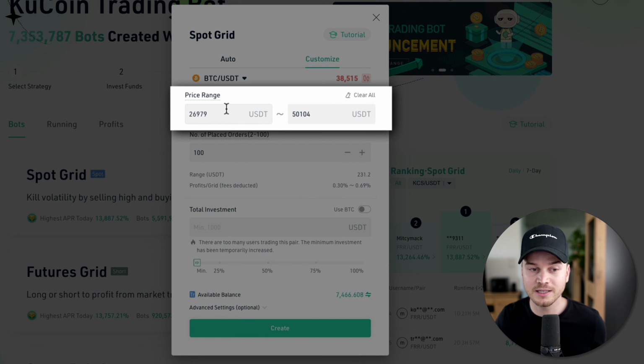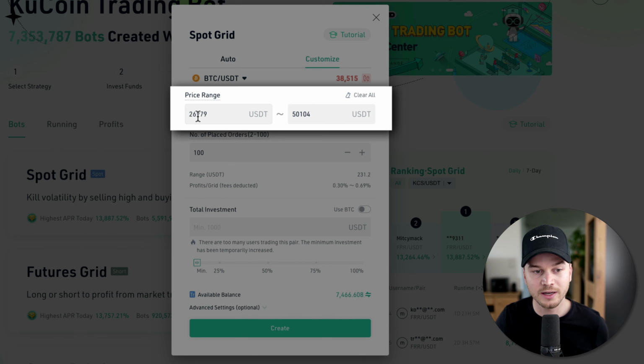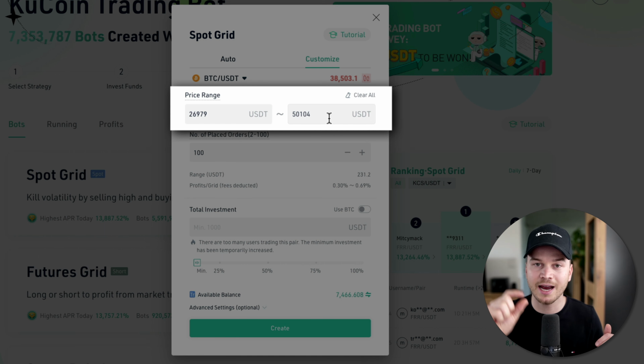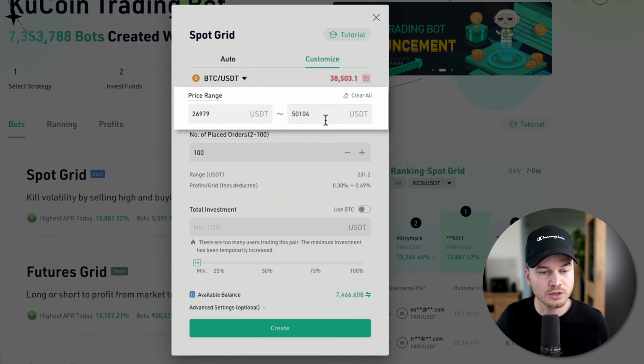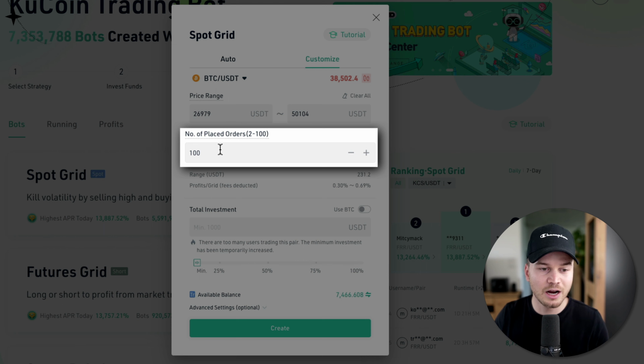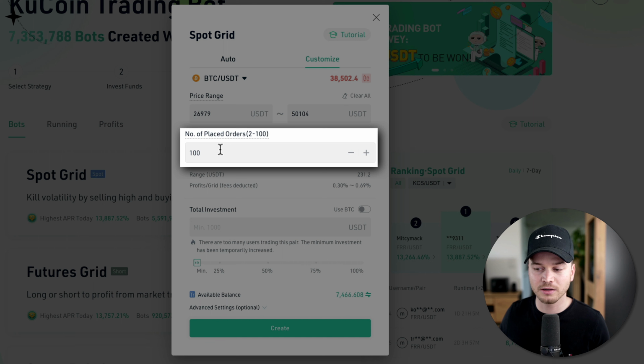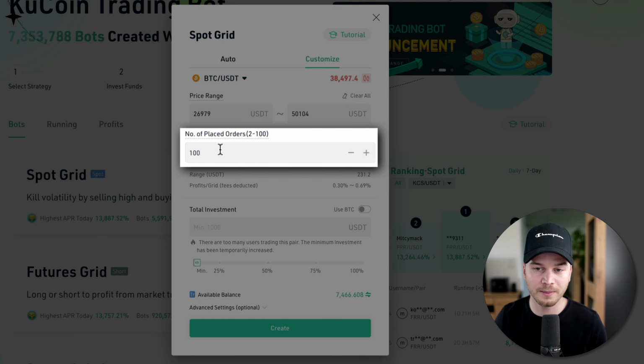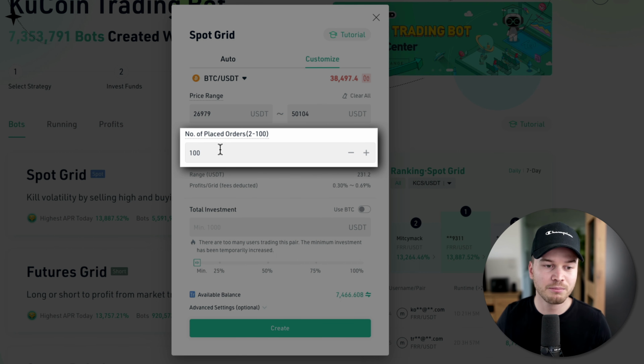So here, the bot will basically create a grid between 27,000 and 50,000 US dollars. And at specific grid lines, it will just carry out trades and tries to, again, buy low and sell high. So then you have the number of placed orders. Now, by default, it is set to 100. Now, personally, I would reduce those because you have to think about that you will pay fees every time you carry out a trade on KuCoin. Obviously, KuCoin wants to make money, so they want you to make as many trades as possible. Personally, I would probably reduce this to maybe something like 30.